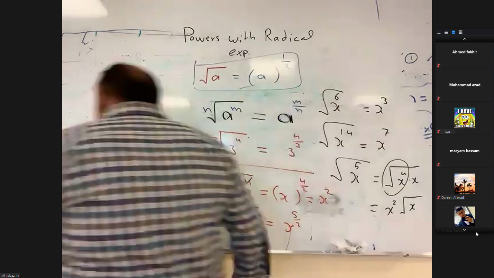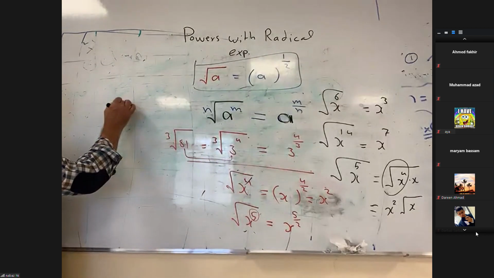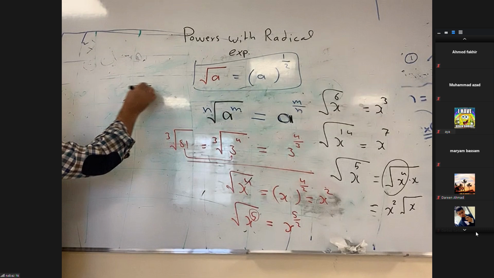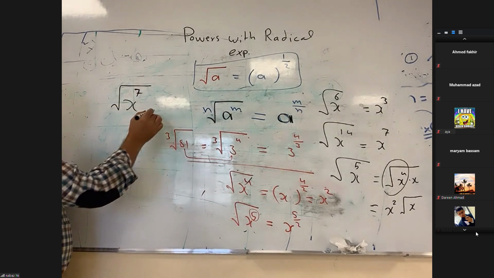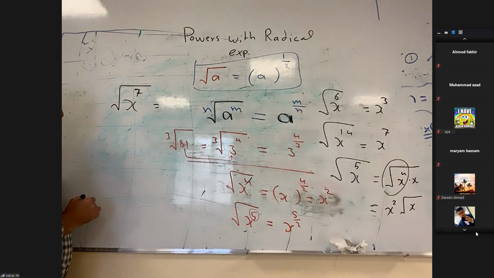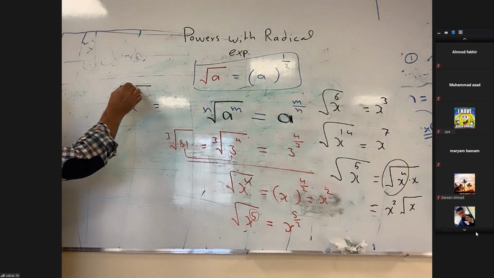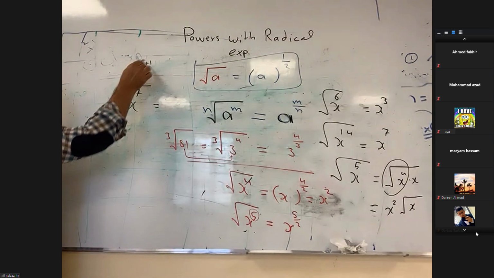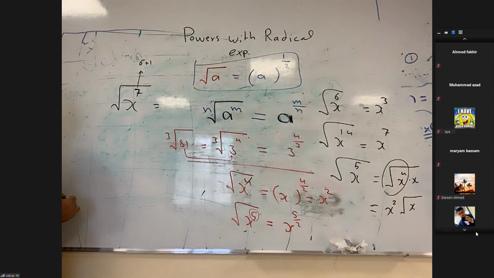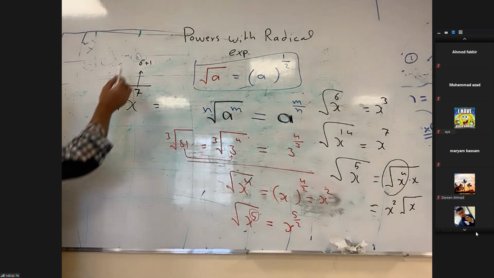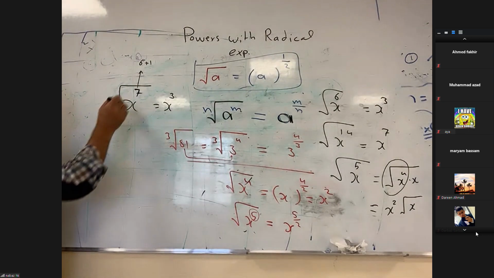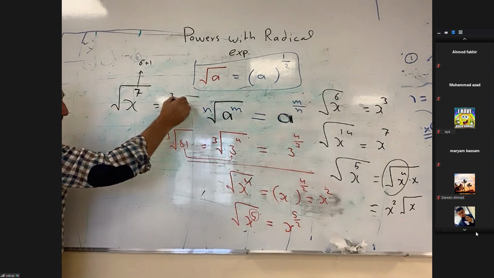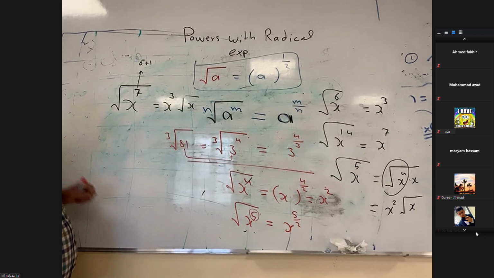Another example. X to the power 7. Okay. We know that 7 is 6 plus 1, right? About 6, it will be x to the power 3. And this one is the remaining x, okay? It will be x.